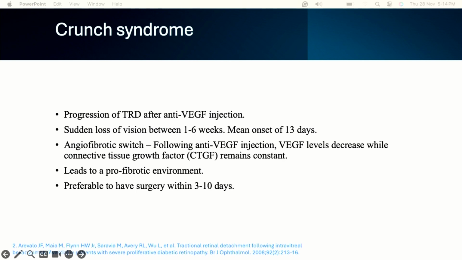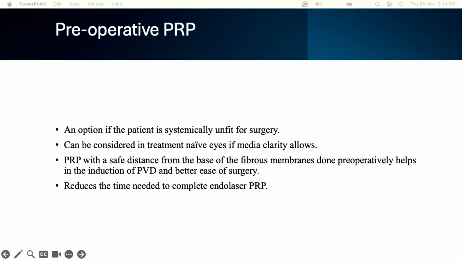It is therefore important that the surgical fitness of the patient should be obtained before we give an anti-VEGF injection. But if the patient is not fit for surgery, preoperative PRP can be considered in the treatment plan if the media clarity allows. It should be done at a safe distance from the base of the fibrous membrane.